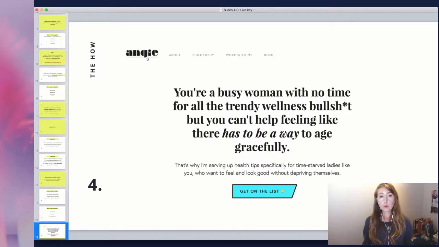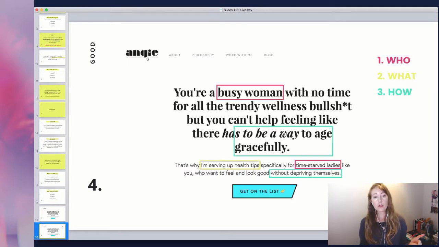Now, let me walk you through some examples. This is a past client of mine, and we worked together on her homepage to craft the copy in a way that really got across who she serves and what she does. So let me break it down for you. The who, she's pointing out in 2 places here by saying busy woman or time-starved ladies. The what is that she's serving up health tips, specifically health tips about aging gracefully. And then the how is aging gracefully without depriving themselves.